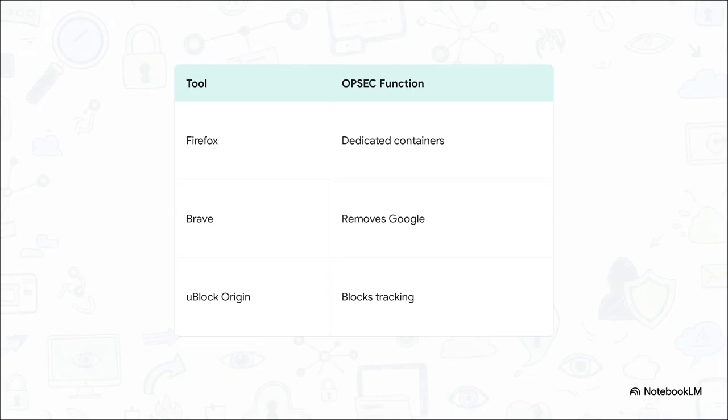The sources heavily recommend Mozilla Firefox because it's fantastic for managing these dedicated containers. But if you prefer a Chromium-based browser, Brave is a stellar choice because it actually strips out all of Google's background tracking connections right out of the box. Pair either of those with a privacy add-on like uBlock Origin to block those intrusive tracking scripts, and boom, you've instantly hardened your first shield.